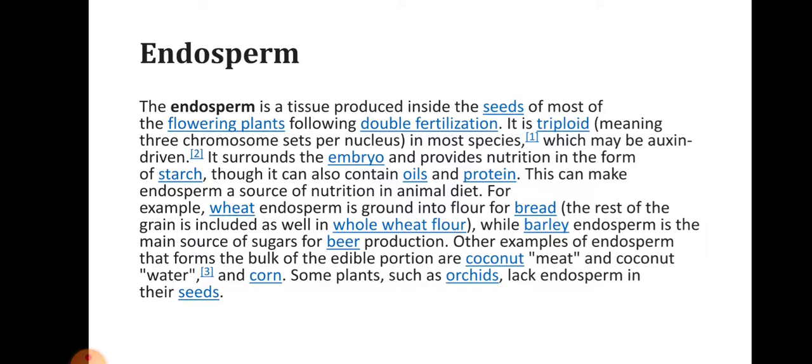For example, wheat endosperm is ground into flour for bread. The rest of the grain is included as well in whole wheat flour. Barley endosperm is the main source of sugars for beer production. Other examples of endosperm that form the bulk of the edible portion are coconut, that means the coconut meat, which in local language we call copra, the coconut meat and coconut water, and corn. Some plants such as orchids lack endosperm in their seeds.